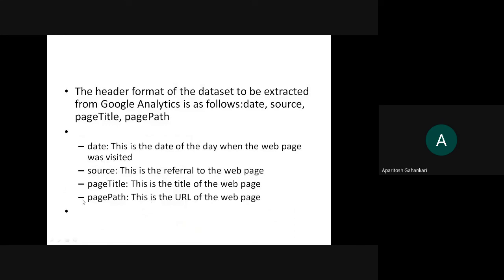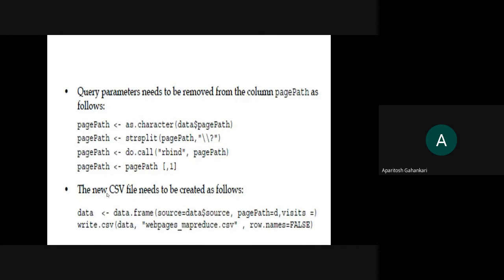Now we are going to deal with this. The manipulation of this page path will be done over here, and then the new CSV file needs to be created as follows. You say that the particular data source and page path will be there, and then you rewrite that data with the help of the write.csv function, which is available in the R language. This write.csv is a function wherein you provide the data in the form of a data frame, then you give the file name, and the row names will be nullified over here, so that you can have that data in a particular format.